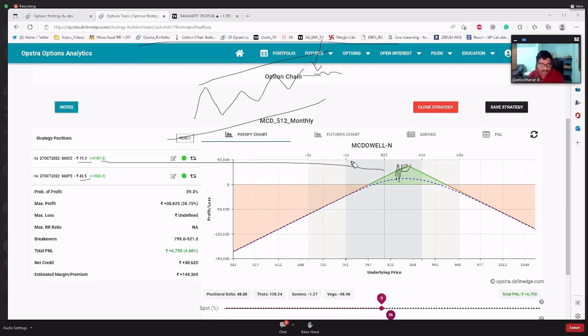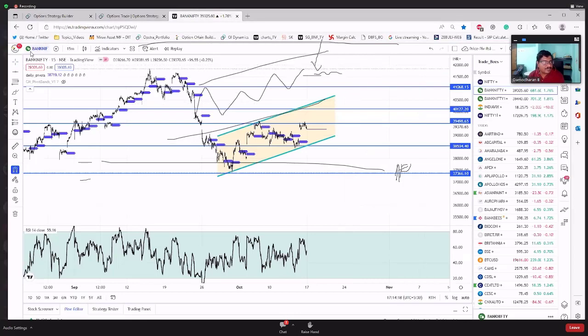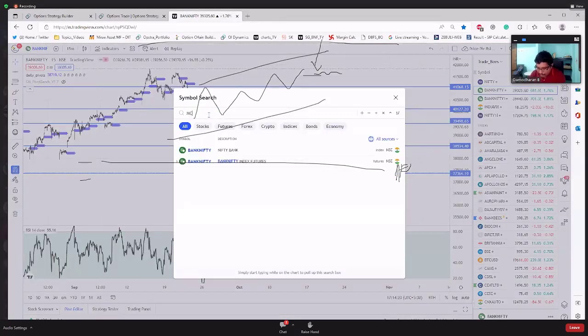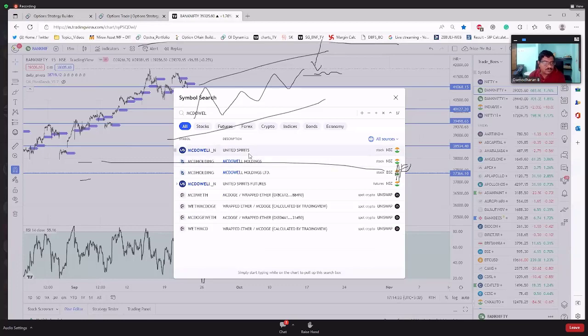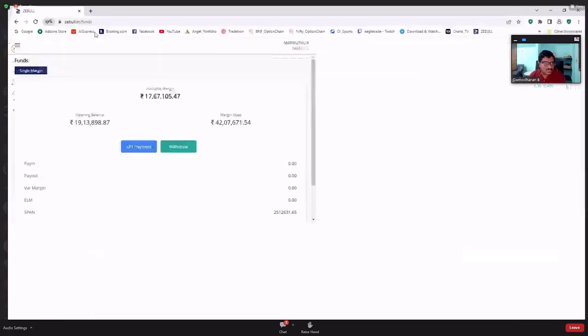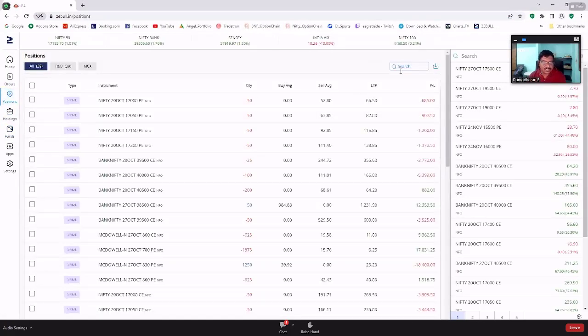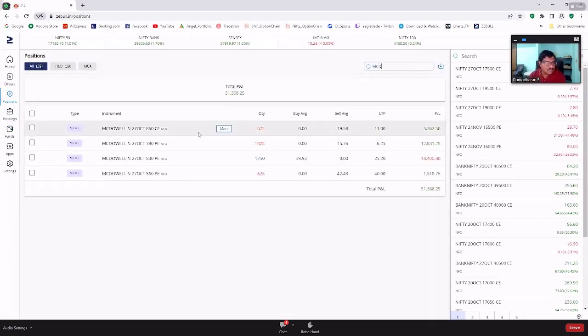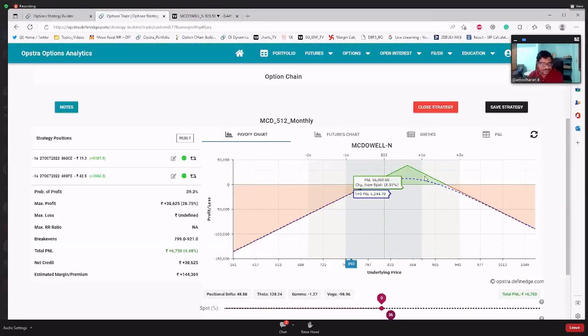But what is happening the very next day? So I'm just opening the McDowell chart also. Please listen to this carefully, guys, because nobody explains in a live market. To add to the point, these are all real trades only, because many people will be thinking otherwise. Okay, this is the McDowell. First of all, the 860 call at 19.5 rupees is there, right? That is what we are looking at.